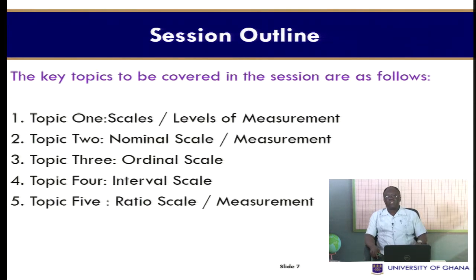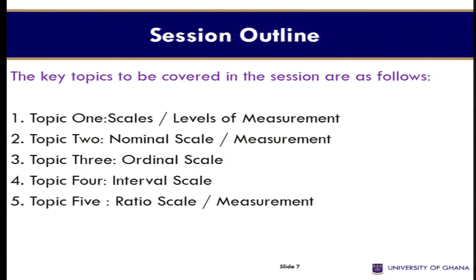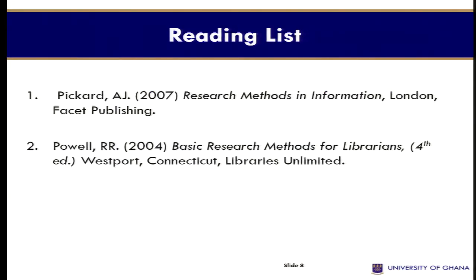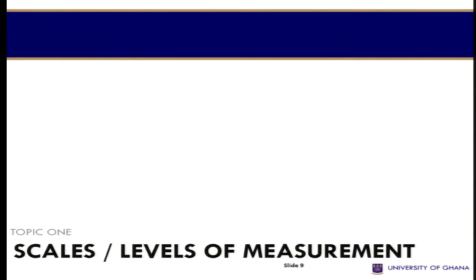The key topics are 1, the levels of measurement; 2, scales of measurement. The first topic will be scales of measurement. The second will consider the nominal scale, the third the ordinal scale, the 4th the interval scale, and the 5th the ratio scale. These are your references.